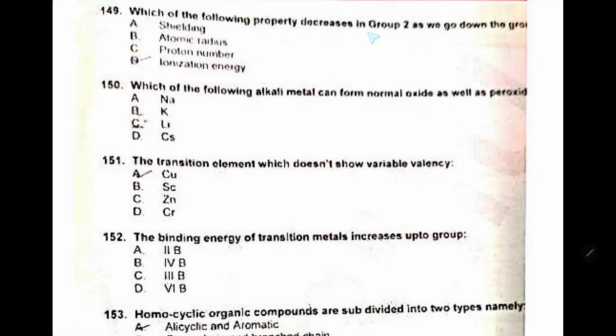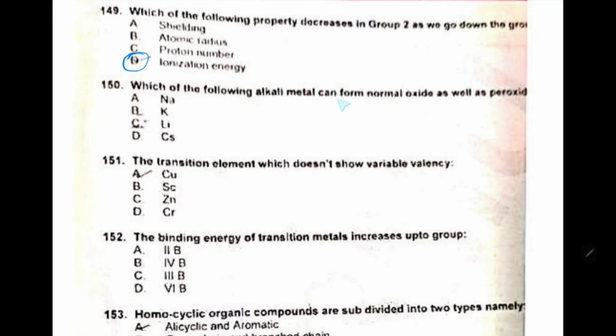Which of the following property decreases in group 2 as we go down the group? Shielding effect increases. Atomic radius increases. Proton number increases. Ionization energy is decreasing. Not only in group 2, but in all groups, ionization energy decreases down the group.